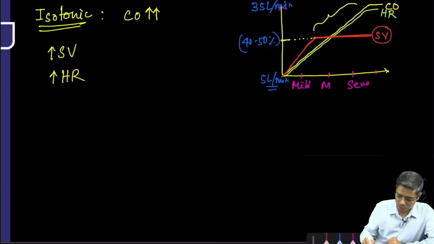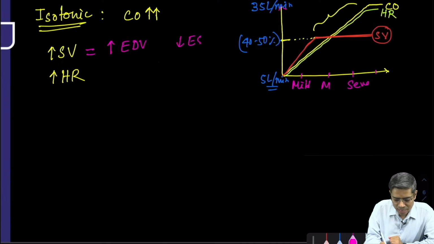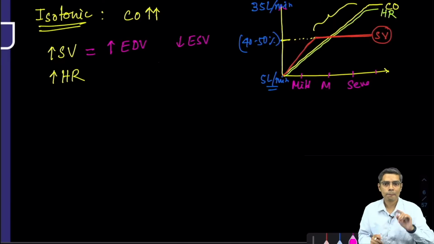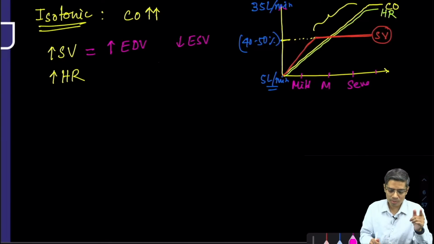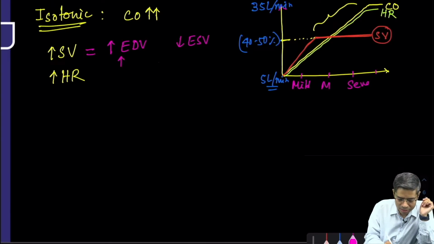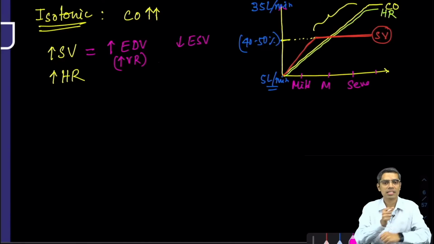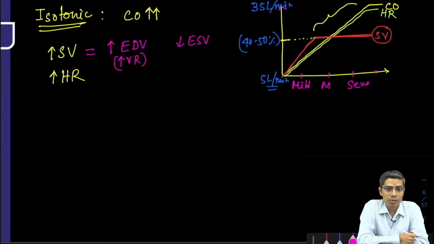Now, if I ask you why the stroke volume is increasing during exercise, your answer will be that there is an increase in end diastolic volume as well as a decrease in end systolic volume. Look, there will be an increase in end diastolic volume. Why will the end diastolic volume increase? Because of increase in venous return. All of you know that during exercise your peripheral muscles are pumping the blood towards the heart. So, venous return is high, end diastolic volume is high.